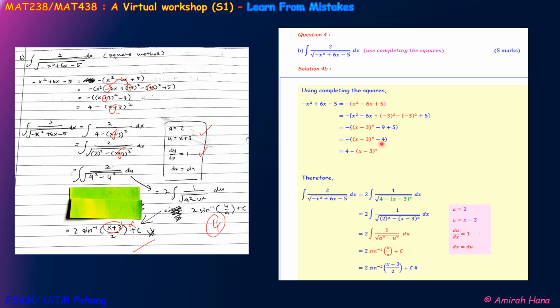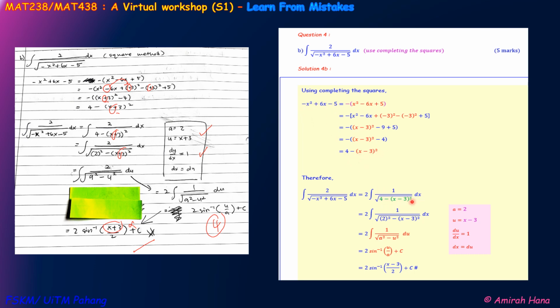Jadi minus 4. And then, dekat luar yang negatif ni kita darab ke dalam. So, yang ni akan jadi minus bracket x minus 3 squared. Yang ni akan jadi positif 4. So, yang positif kita letak di depan. Okay. And then, based on question tadi, integration of 2 over square root of negative x squared plus 6x minus 5 dx equals to, we can move out constant 2 from integration sign. And then yang dalam square root ni, kita dah buat complete the square tadi.